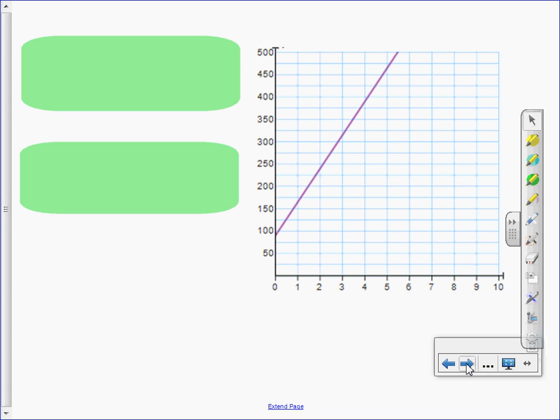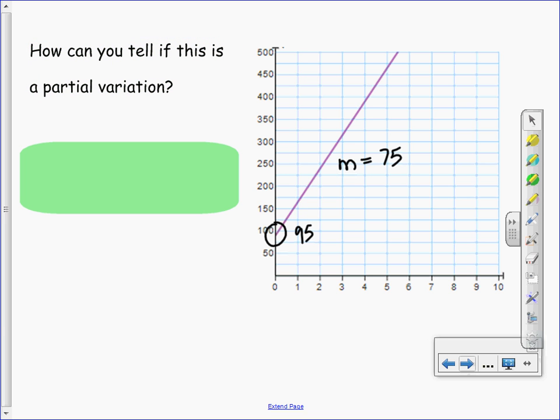And this is the same graph right here, and we see that right there is your 95, that's your y-intercept, and at any point here our slope, or the rate of change, is $75. Every time the time goes up an hour, the rate of change or the earnings go up $75. So again, just to review, this is a partial variation. Why? Because it doesn't go through 0, 0.